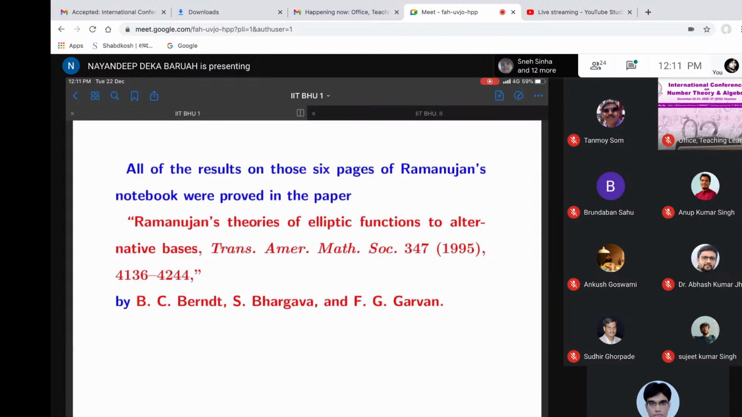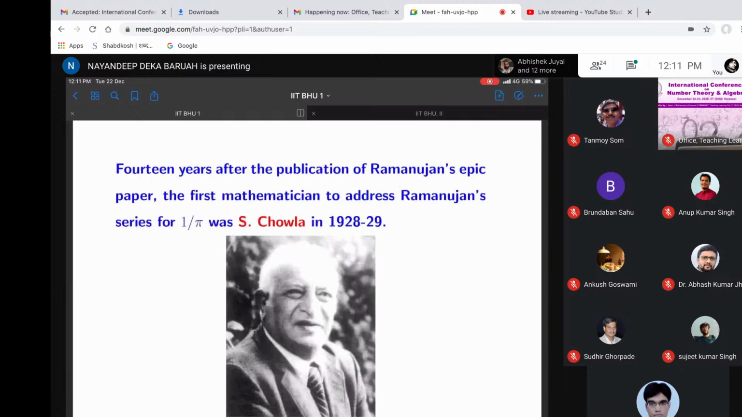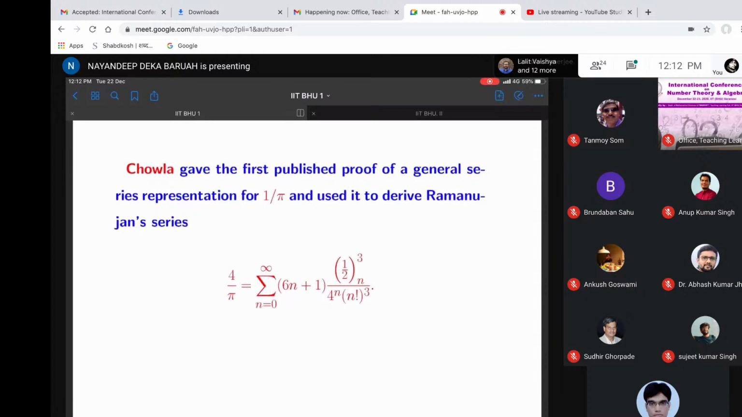And 14 years after the publication of Ramanujan's epic paper, the first mathematician to address Ramanujan's series for 1 over pi was S. Chowla, in 1928-29. He also developed some theories, and Chowla gave the first published proof of a general series representation for 1 over pi and used it to derive Ramanujan's series, this one.